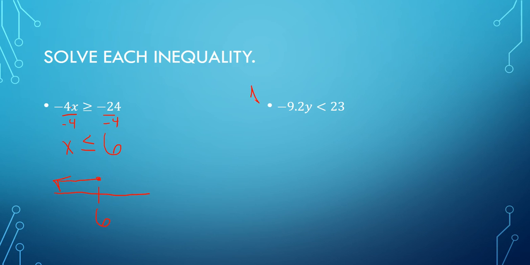Okay, I want you to try this problem. So, dividing both sides by -9.2. Again, you're dividing by a negative on both sides. So that flips that inequality, and you get y is greater than -2.5. So if you were to graph that, -2.5 would be there, open circle because it doesn't have the equal to sign, and greater is to the right.